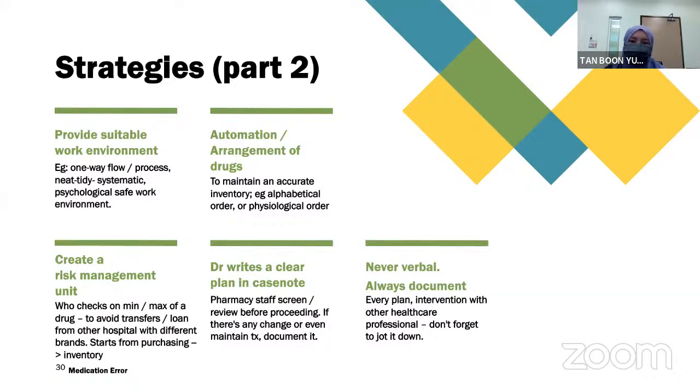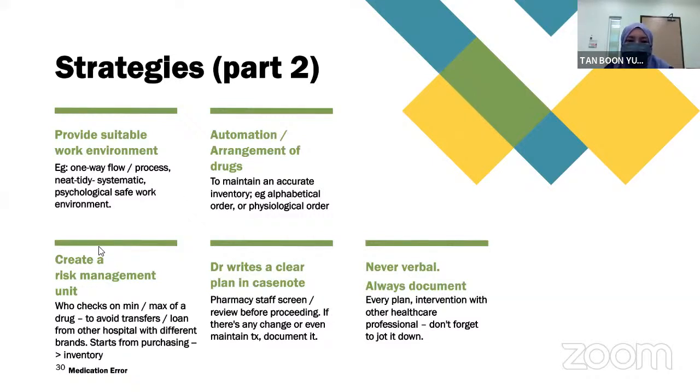For example, one-way flow. In the pharmacy, we need to have the one-way flow whereby you have to screen and then the medication moves to the filling, then counter checking, and then to the dispensing. One-way flow is very important if you have adequate space. The process needs a tidy, systematic, psychologically safe work environment. A psychologically safe work environment is more to psychological, whereby your colleagues make you feel safe to work there.